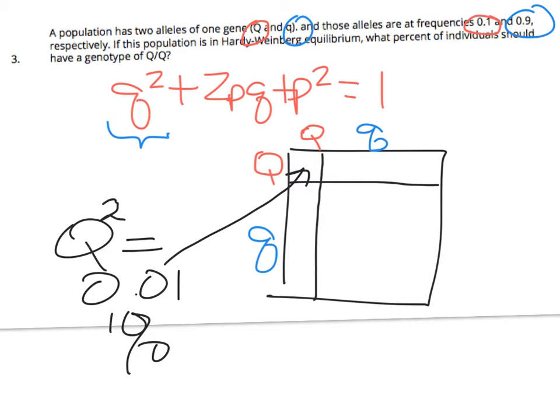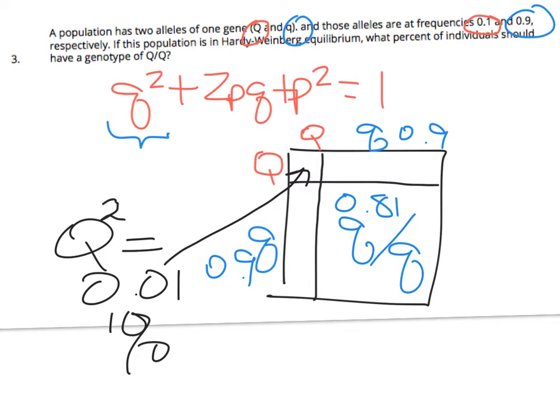Does this mean that most of the genotypes are going to be small q? Small q what? Yes, you're on the right track. So most of the genotypes are going to be the genotypes that occupy the bulk of this Punnett square, which are the individuals that inherit a little q from both parents. So that's 0.9 times 0.9 or 0.81. 81% of the individuals you'd predict to have the little q over little q genotype.